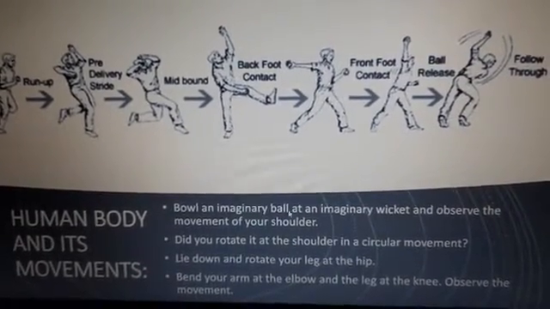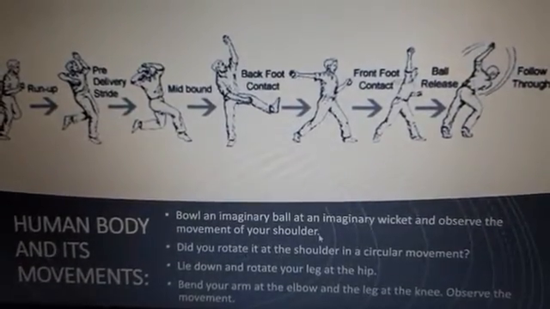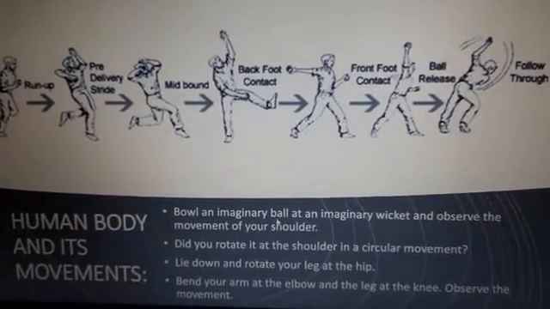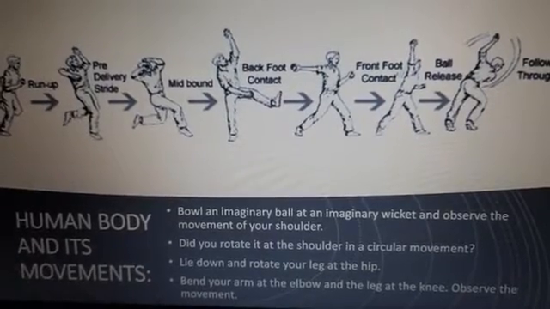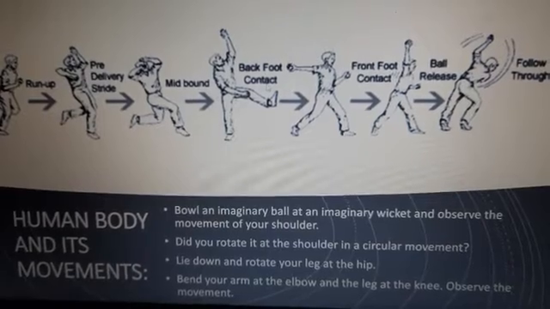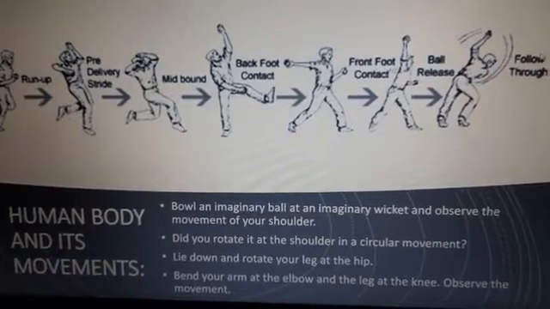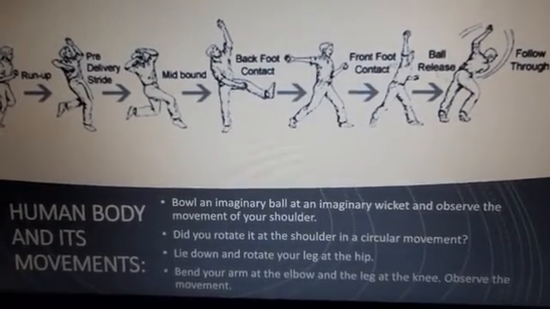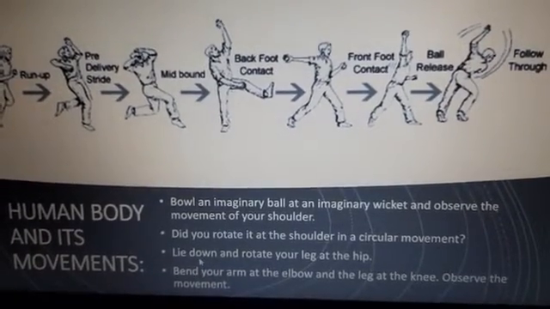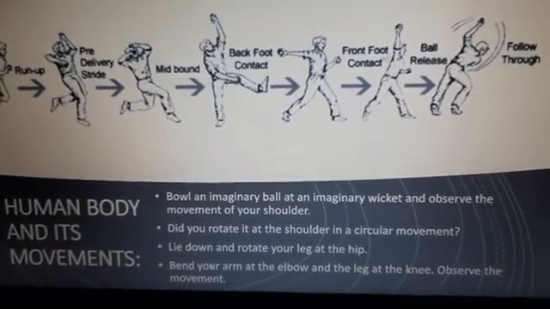Bowl an imaginary ball at an imaginary wicket and observe the movement of your shoulder. Did you rotate it at the shoulder in a circular movement? So you can see this bowler is rotating his hand in a circular motion. From here it goes back and then to the top and then again to the front and then down. So it takes a complete circle. In a circular movement it moves. Same way, did you rotate it at the shoulder in a circular movement?